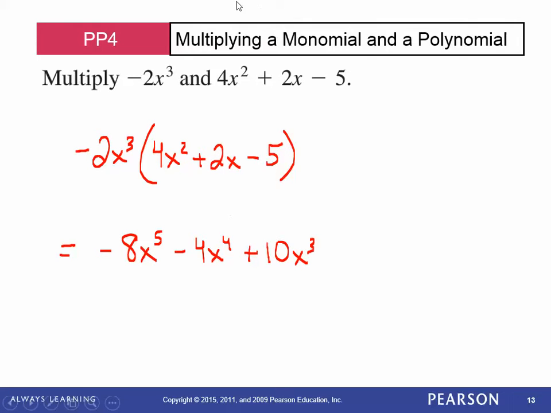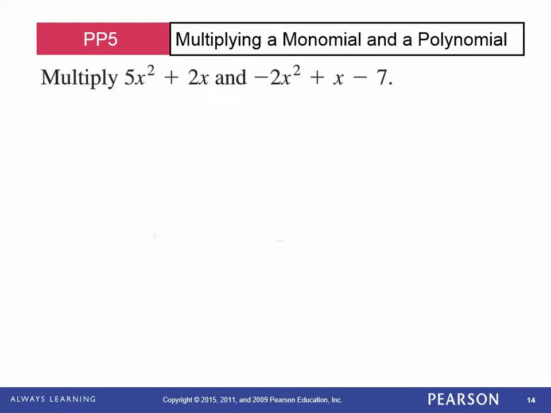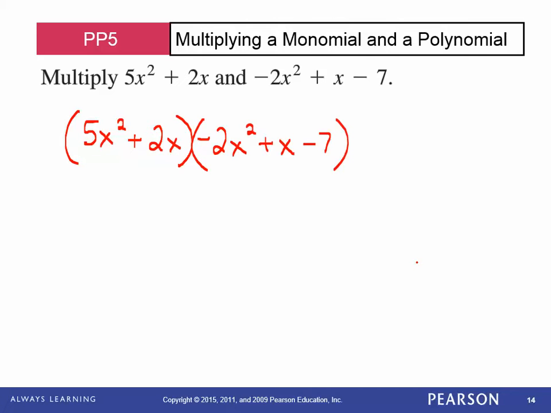Okay, and this is called the distributive property, right? Because you're technically multiplying a monomial times a polynomial, or one term times many terms. When we jump to the next one, I'm stalling for people to finish up. Okay, next one. Now you're looking at a binomial, 5x squared plus 2x, multiplying a negative 2x squared plus x minus 7. Whew, now you got a polynomial multiplying another polynomial.